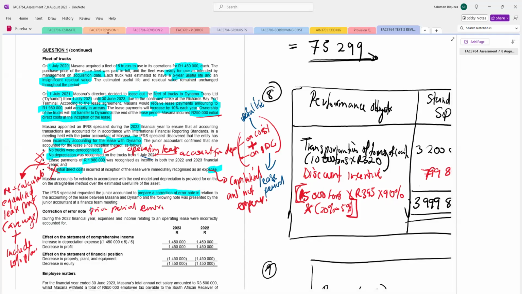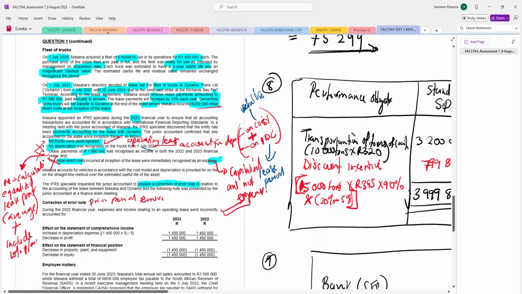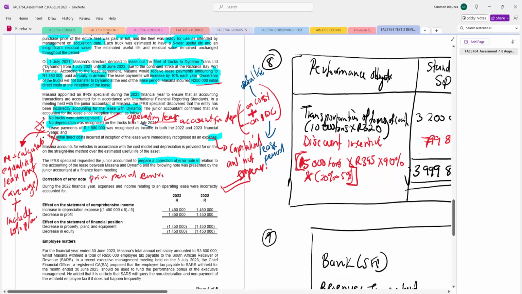Then during the 2022 financial year, expenses and incomes relating to an operating lease were incorrectly accounted for. The description is fine. We can take that. So remember, you also have to tell us what is good and what is wrong. Like here, when we talk about the tracks not being de-recognized, that one was okay. So here, the description is also fine. We'll do the title. We fix the title.